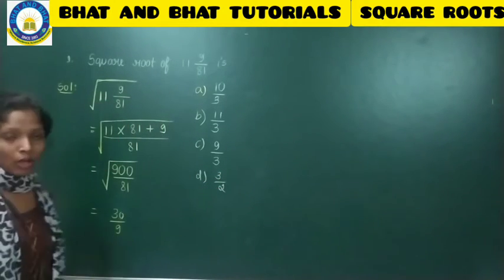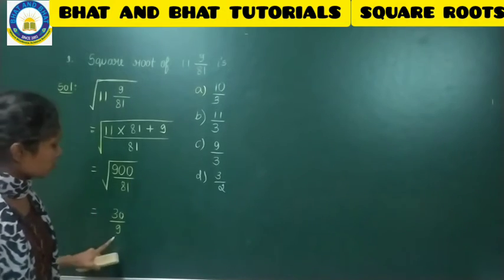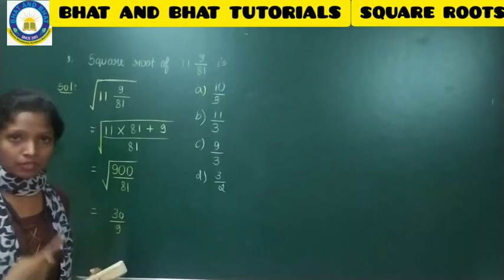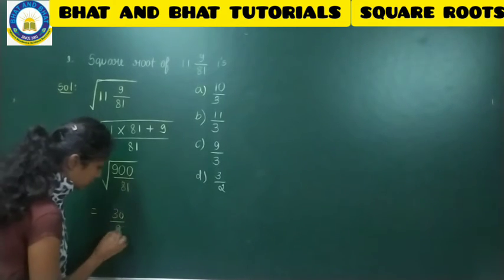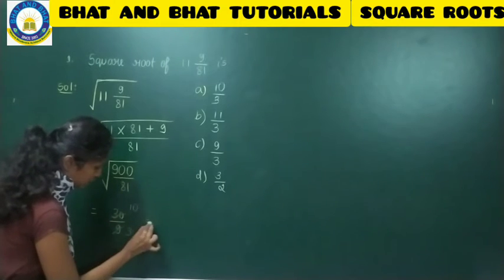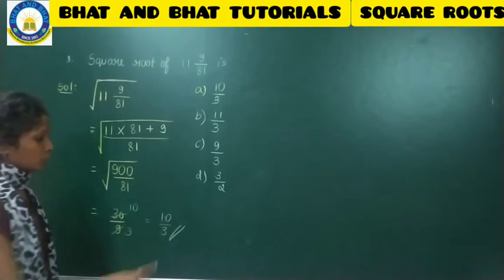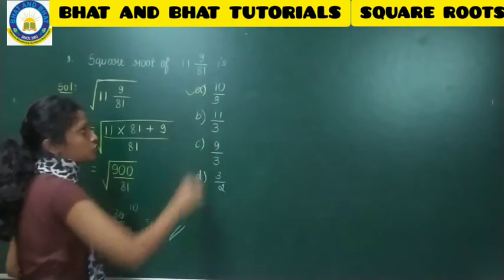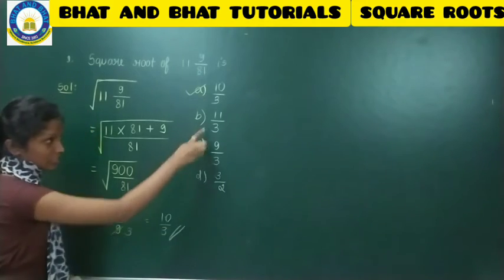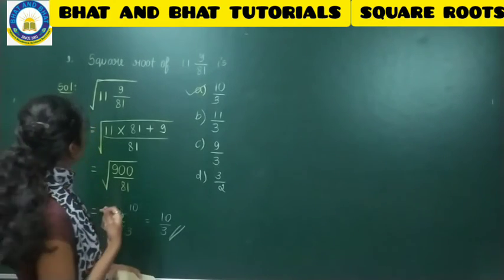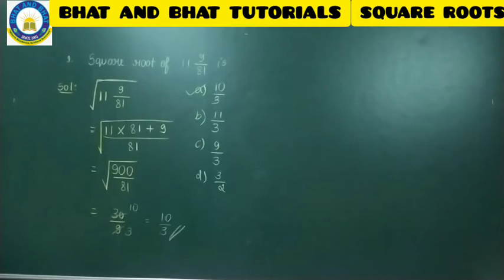But what is the answer you have got? 30 by 9. Is 30 by 9 there? No. But this one is further divisible. You can further simplify this: 3 threes are 9, 3 tens are 30. So now you got 10 by 3. Does 10 by 3 exist in your options? Check: 10 by 3 is there. So option A is the correct answer. This is how you are going to solve the problem. Now you can copy down this problem. Fine, hope you all copied this.